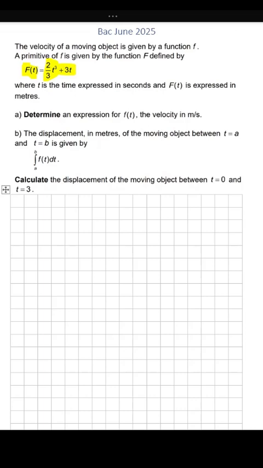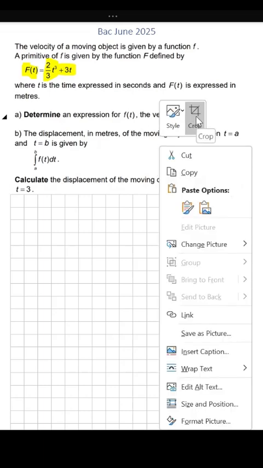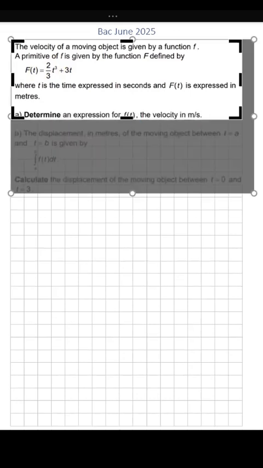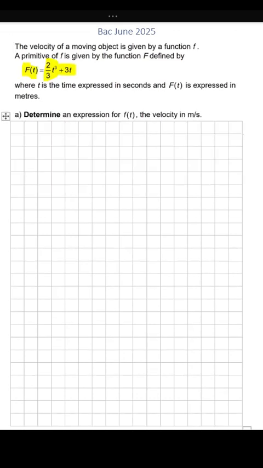Grand job. Part A, they're asking me to determine an expression for f of t, the velocity in meters per second. And B, the displacement in meters of the moving object between t is equal to A and t is equal to B is given by the integral from bounds A and B of f of t dt. And I'm asked to calculate the displacement of the moving object between t is equal to 0 and t is equal to 3. Now, for now, I'm just going to cut out some of the noise. I'm just going to get rid of part B there and just leave us with part A for the minute.